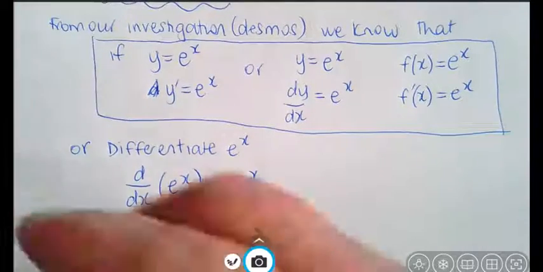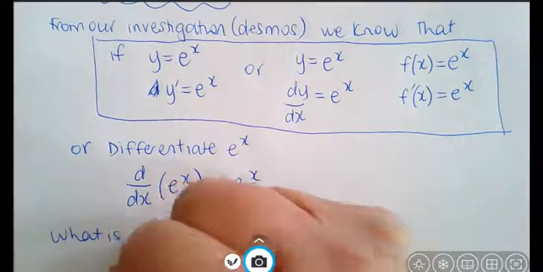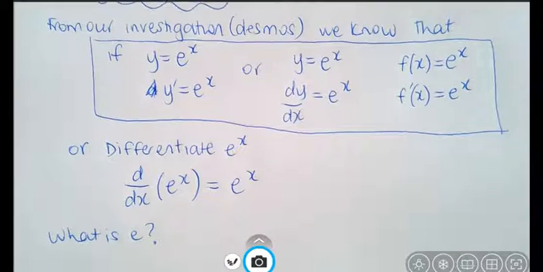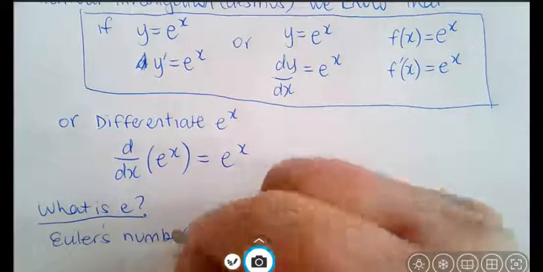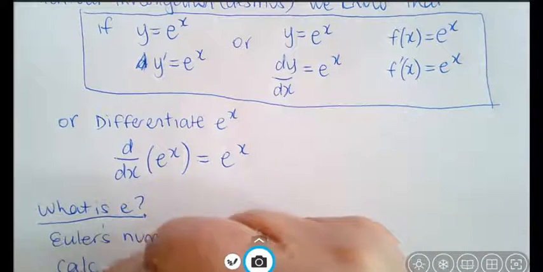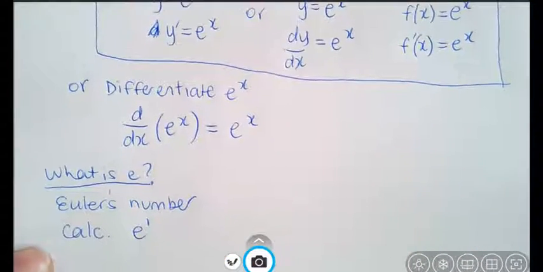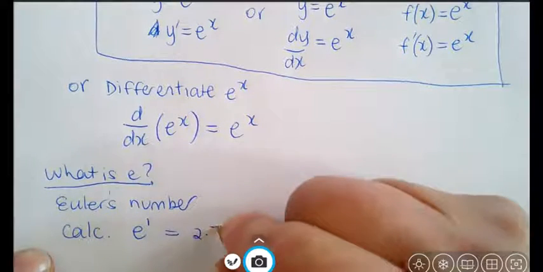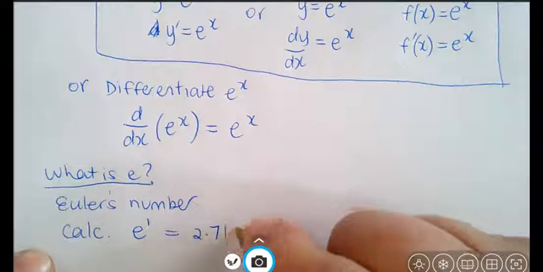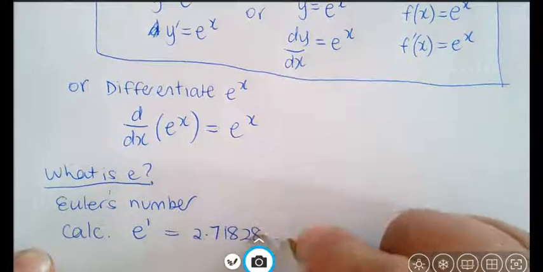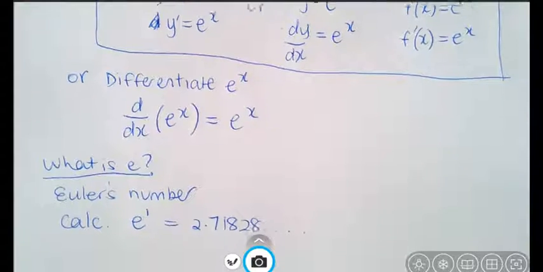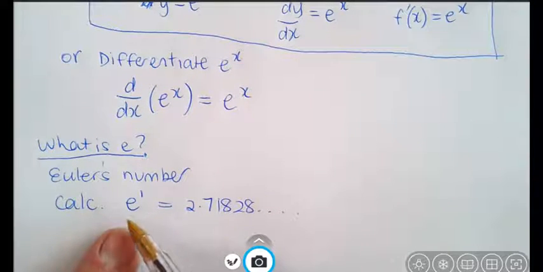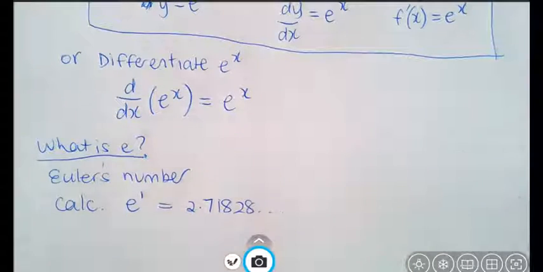So what is e? Okay, you can get your calculator out. e is called Euler's number. On your calculator, you can enter it as e to the power of 1. That's how you can enter it on your calc. And you get 2.718, etc. It's just like pi, 3.1415, whatever. We've got e now: 2.71828, etc. So how do you enter it on your calculator? You do e to the power of 1 equals, and you should be able to get it.